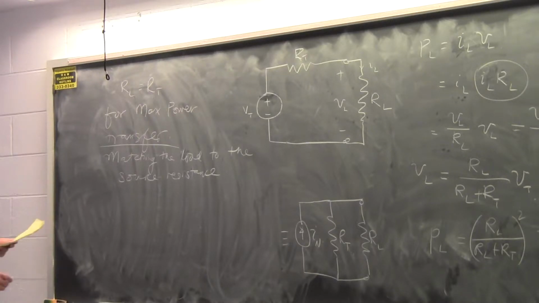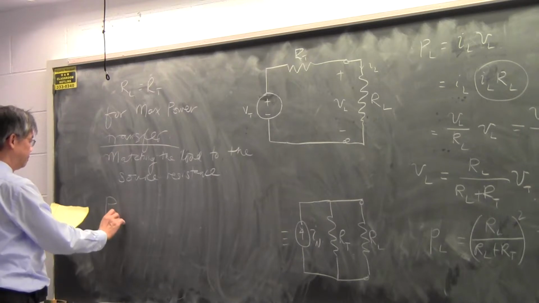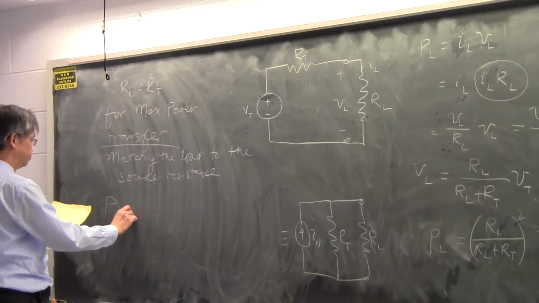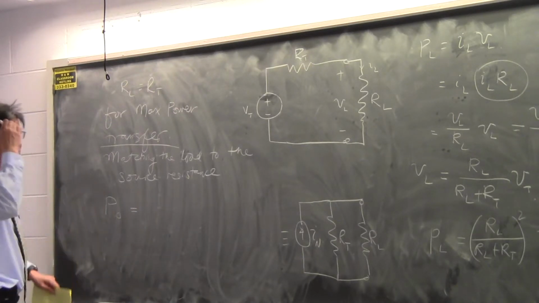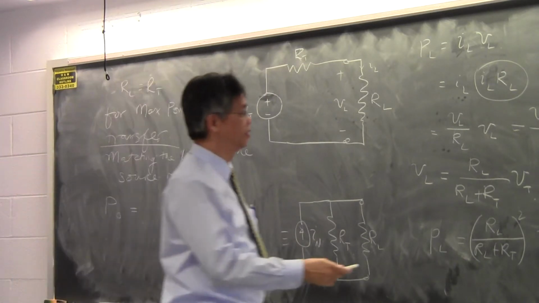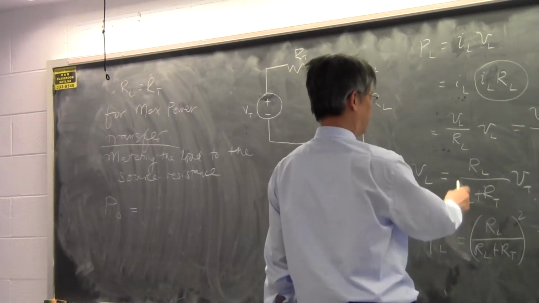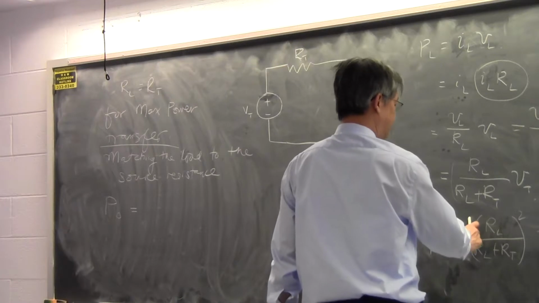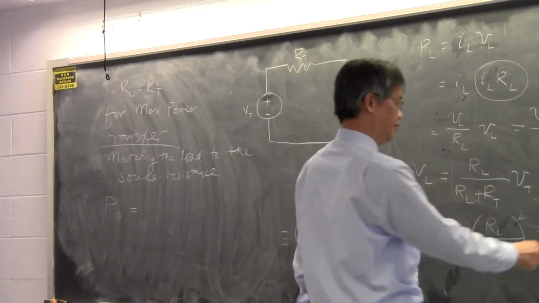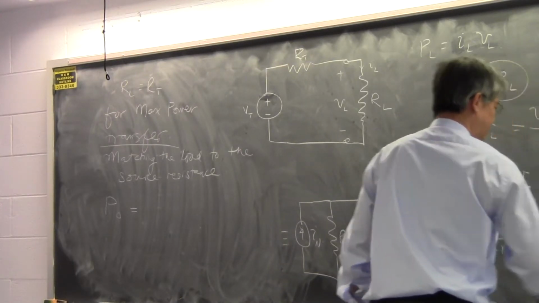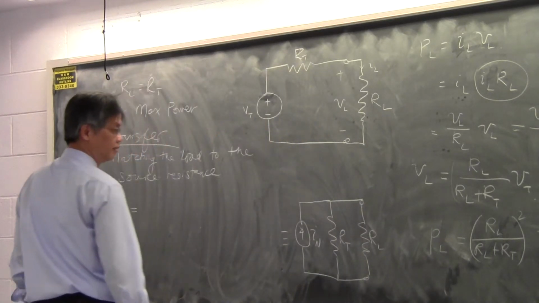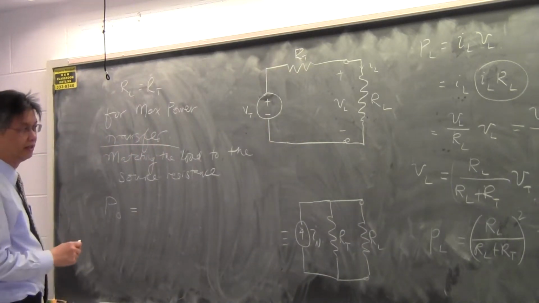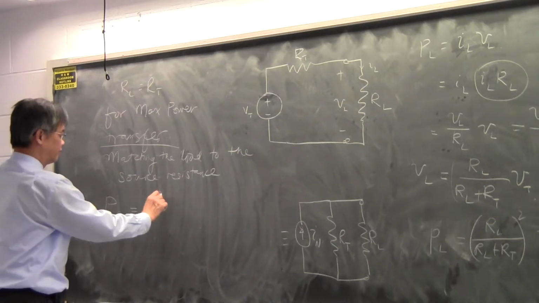Then you would find that the P optimum would be given by this answer, with RL equals RT. This optimum is given when R load equals RT.